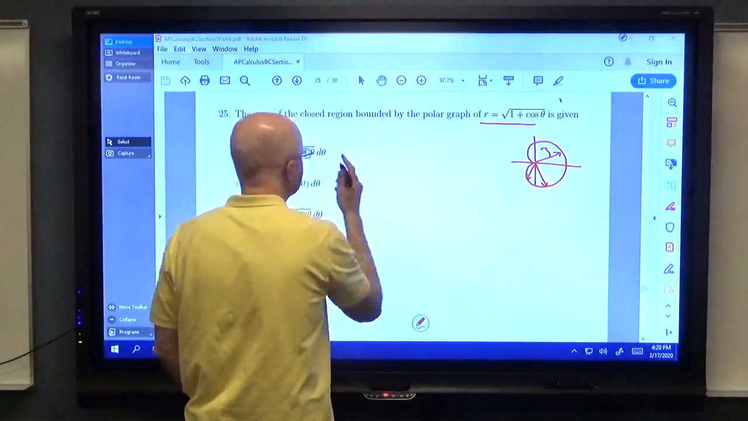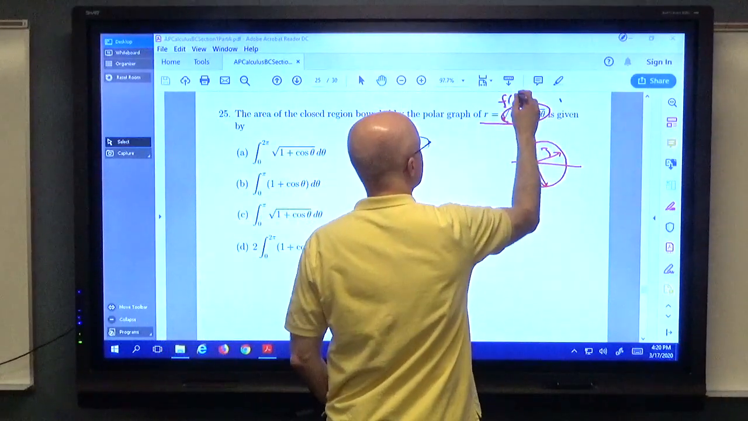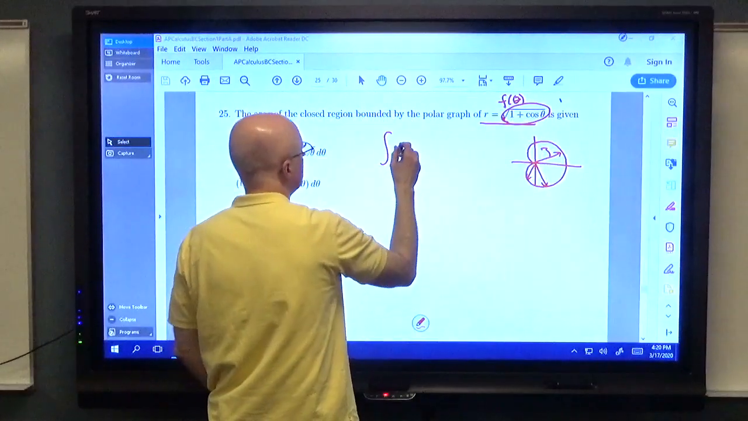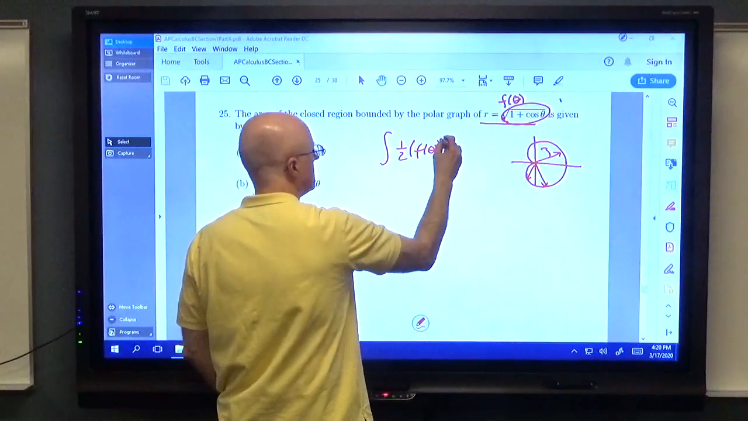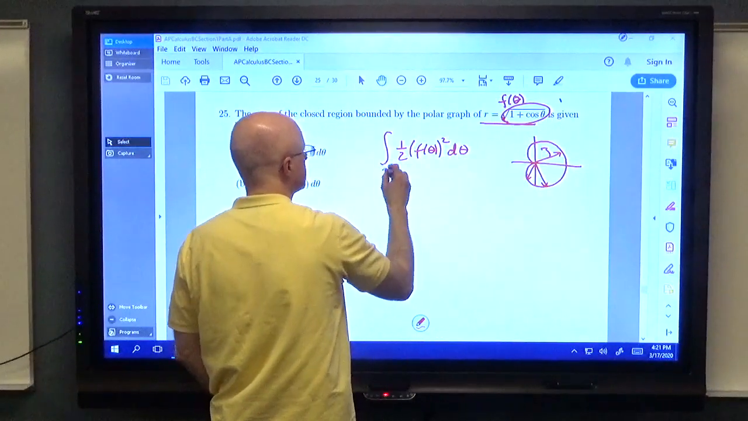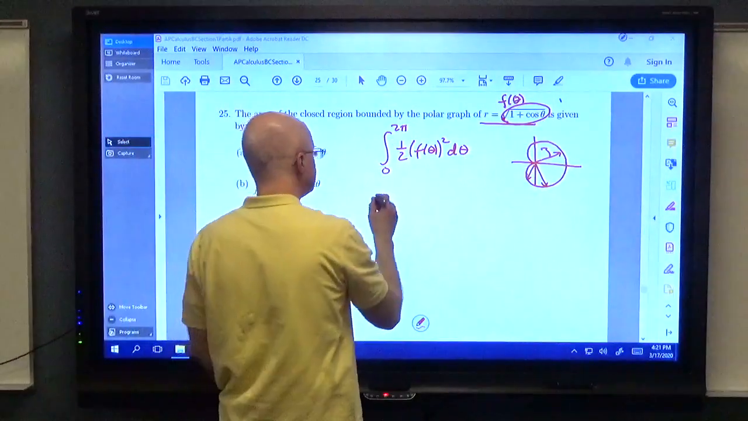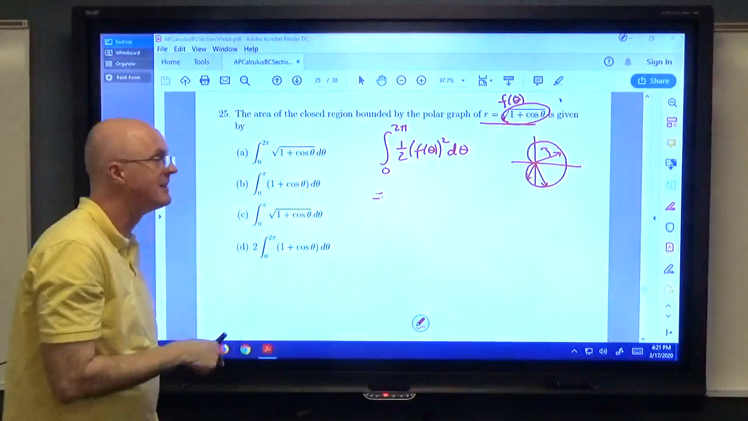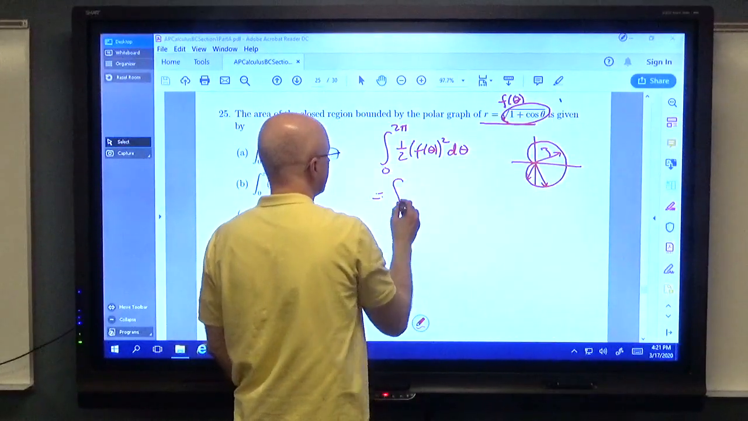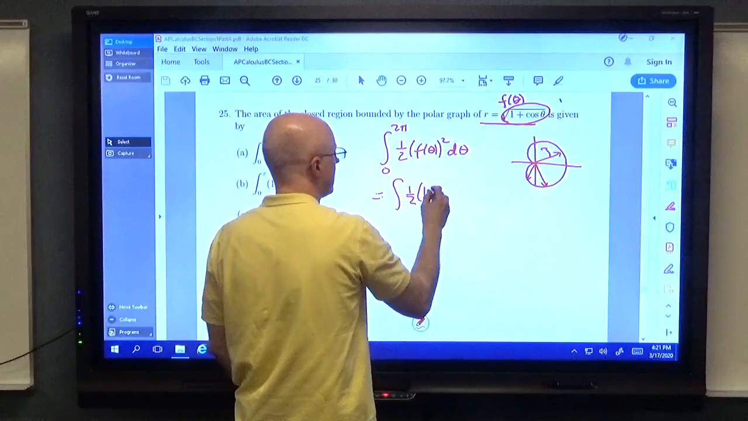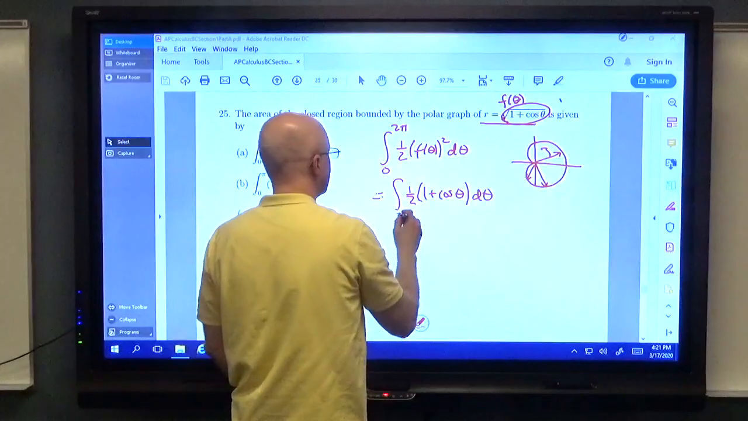Well, the formula is to integrate this function here, call it f of theta. You want to integrate 1/2 times that function squared over the entire interval, in this case from 0 to 2 pi. And this is pretty nice because we're squaring a square root. The square root goes away. So we're integrating 1/2 times 1 plus cos theta d theta from 0 to 2 pi.